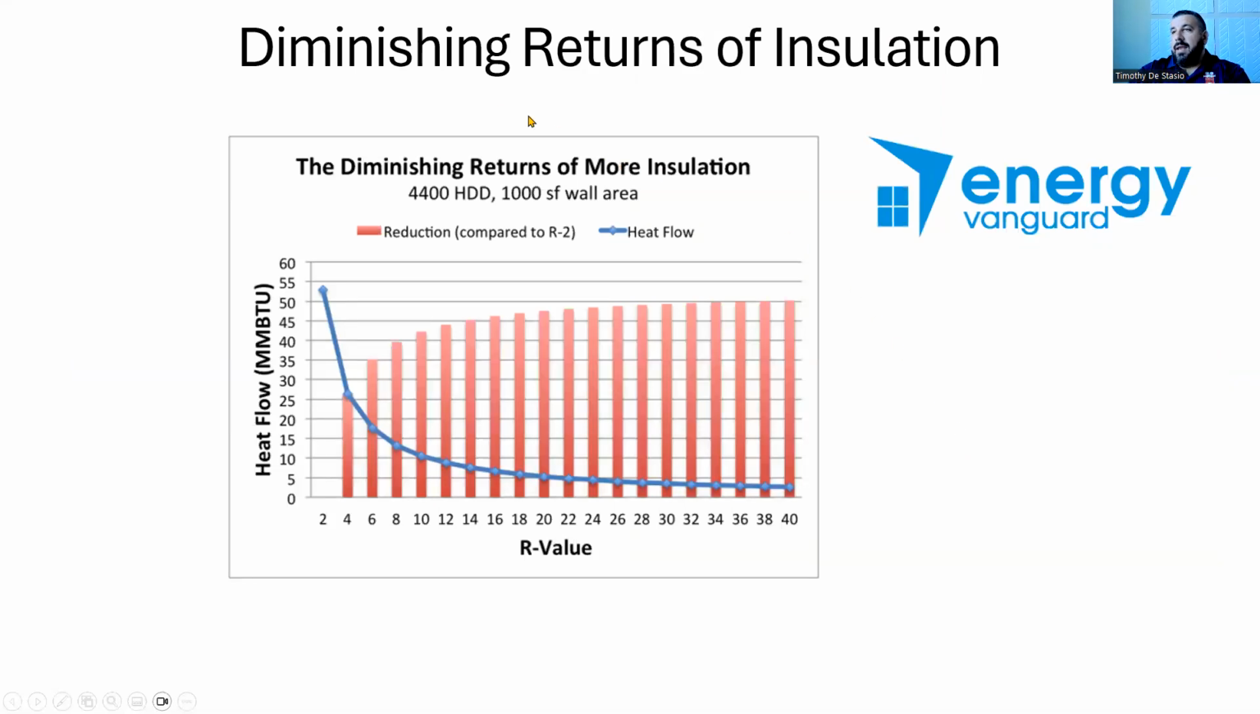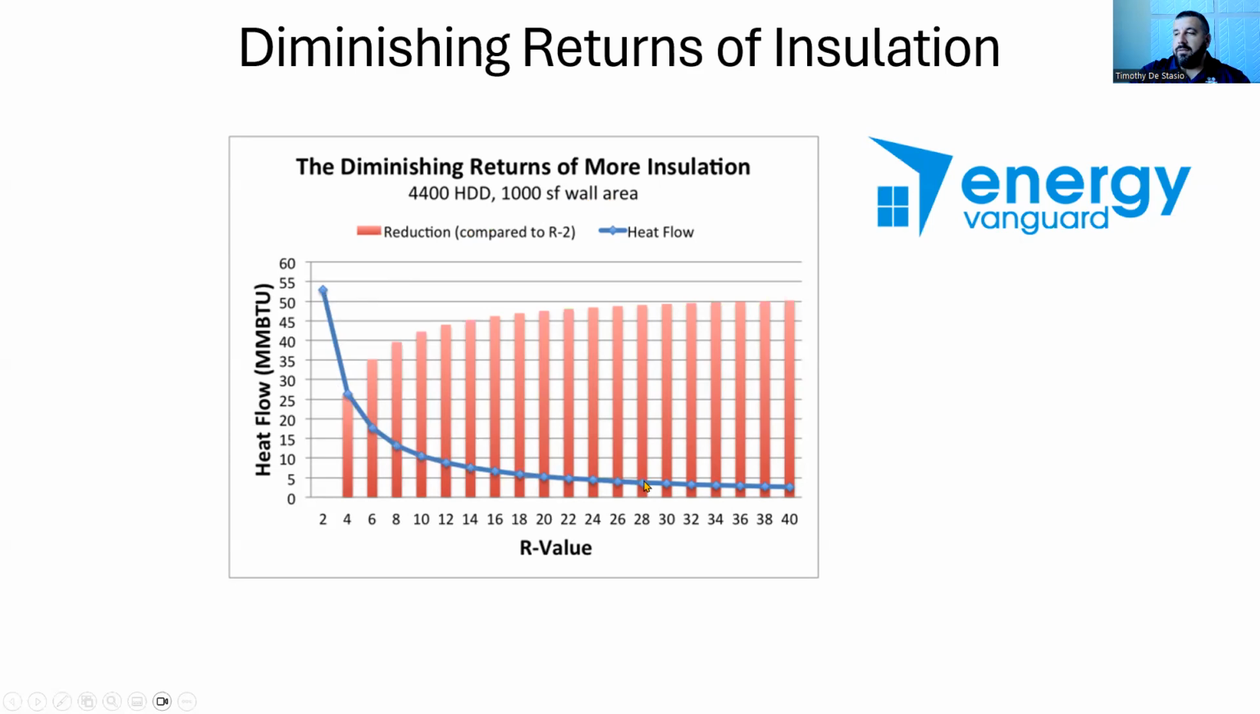This is a really important slide. This came from the Energy Vanguard, but it's the diminishing returns of insulation. The more insulation you pack in eventually has a diminishing effect. So as you can see here, the difference between R2 and R4 is pretty significant. And this is heat flow through a wall area, but the same thing applies in the ceiling. But as you start adding more insulation, notice how this curve flattens out.